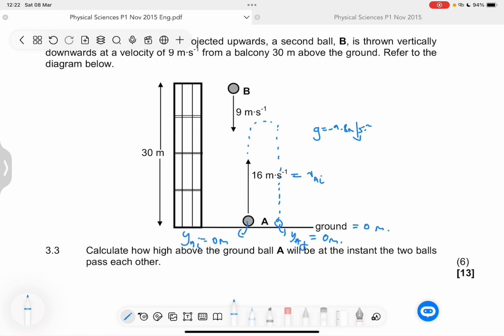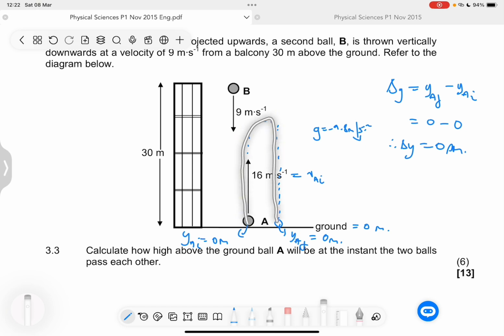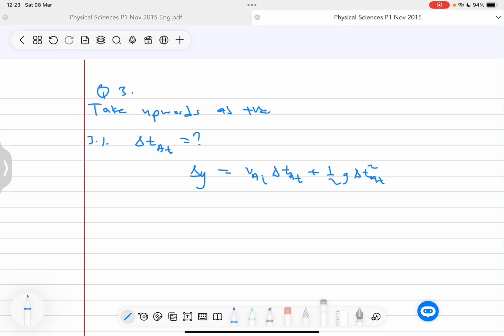The change in position, the displacement, which is change in y, is given by y final minus y initial. But here I'm saying of ball A because we're looking at ball A. We can see that the final position of this ball is 0 and the initial position is also 0. So we're going to have 0 minus 0, and this means that our displacement, change in y, is actually 0 meters. And this makes sense because the ball moved up and came down to where it started. It is still exactly at the same position where it started. So our displacement is 0 because there's no displacement.